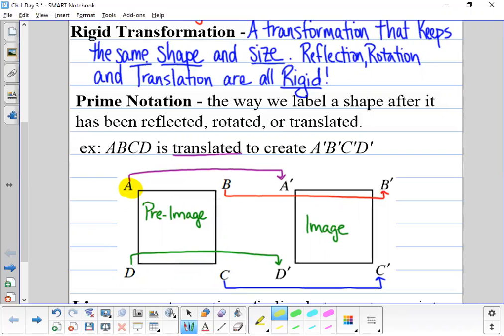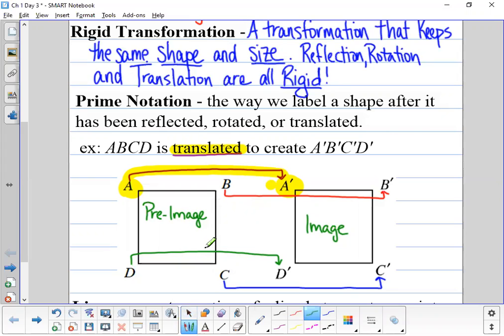And when I did my transformation, in this case, it was translated. So I slid it. When I translated it over, it ends up at this point. So to let anyone who's looking at my work know that this point here came from point A, I would also label it A, but then I use this little apostrophe here, that's what we call prime notation, to show that a transformation has occurred. So A goes to A prime. That's how I would read that. I don't say A apostrophe, I say A prime.